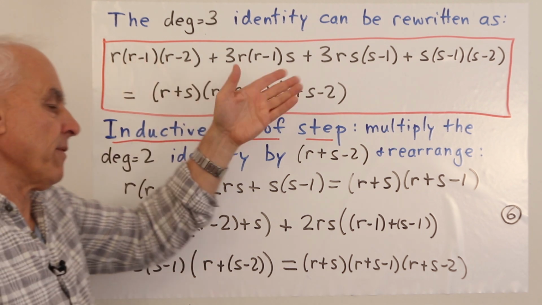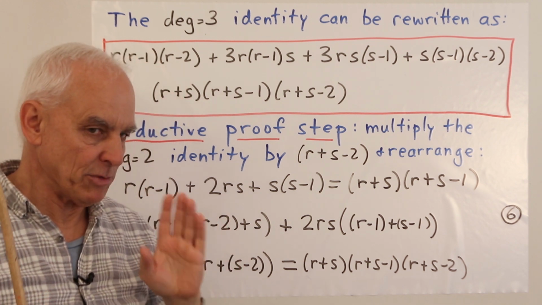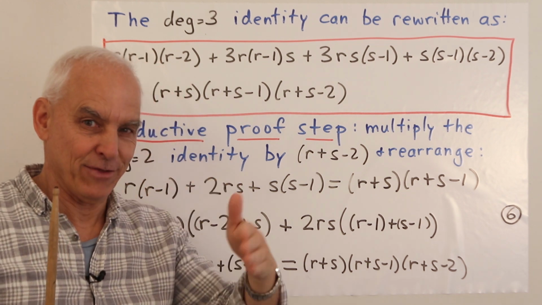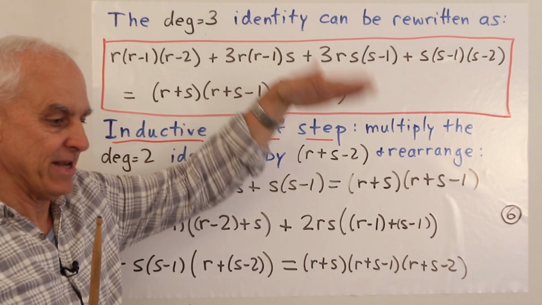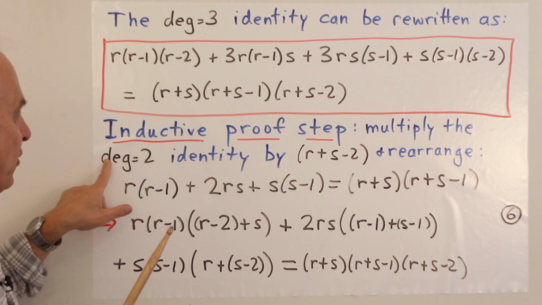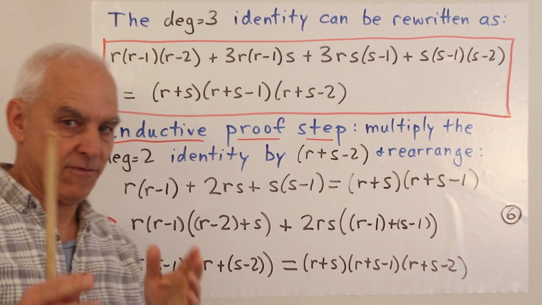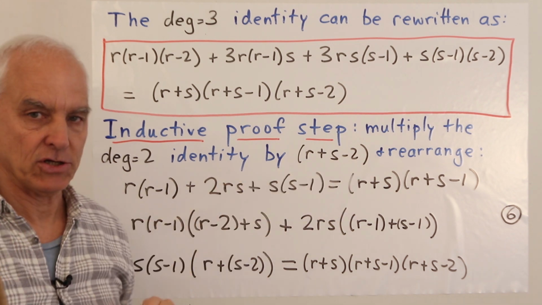So again, we could just expand things out and observe that the left-hand side equals the right-hand side. But we want to be a little bit more clever because we want to understand this inductive step that allows us to go from one value to the next degree. So the inductive proof step: multiply the degree 2 identity, the one that we've already established, by r plus s minus 2 and rearrange.